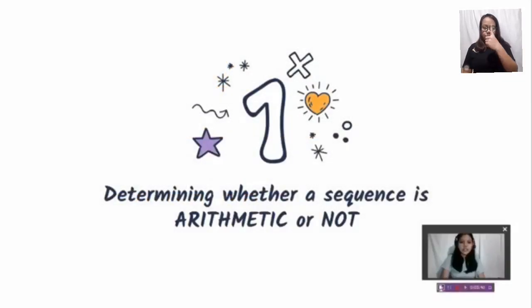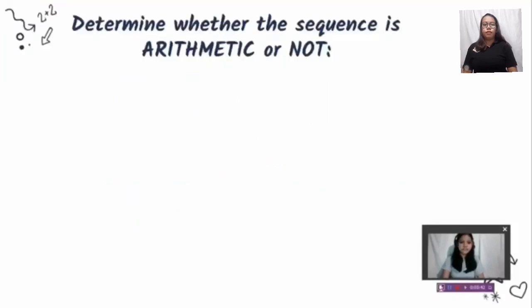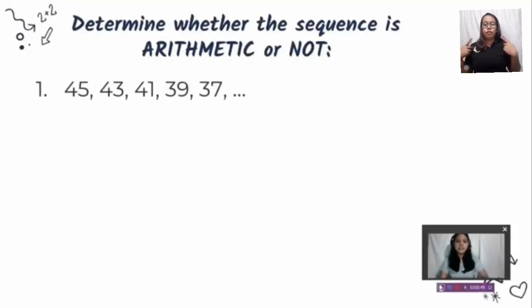Determining whether a sequence is arithmetic or not. Let us have our first example. 45, 43, 41, 39, and 37. What we need to do is to get the difference. And if all the differences are the same, that means the given sequence is arithmetic. While if the differences are not the same, it means that the sequence is not arithmetic.